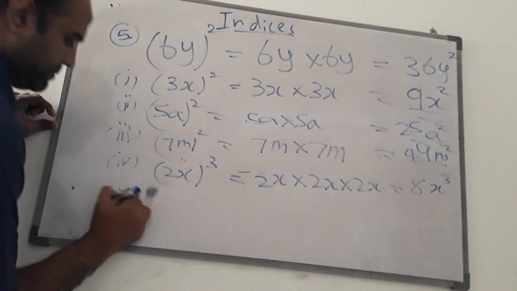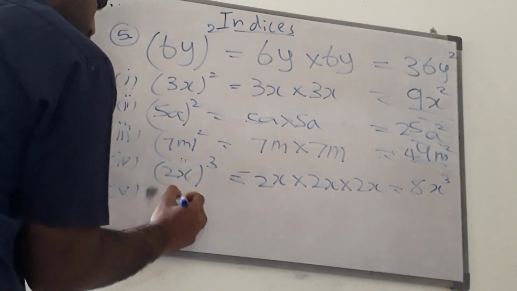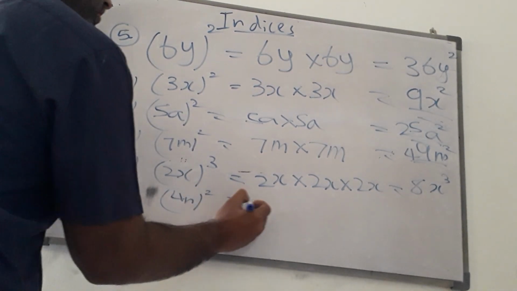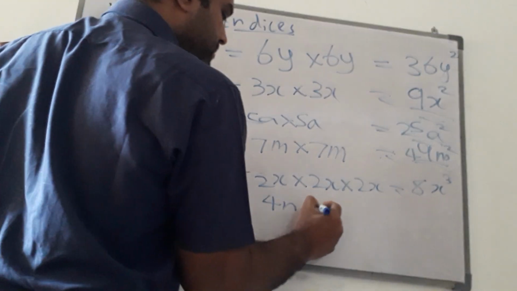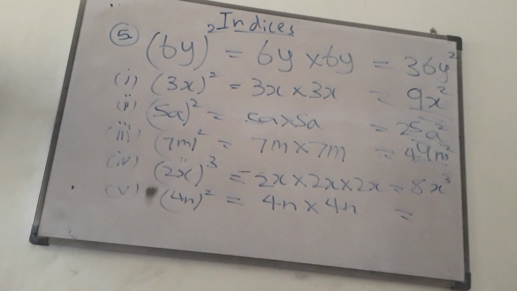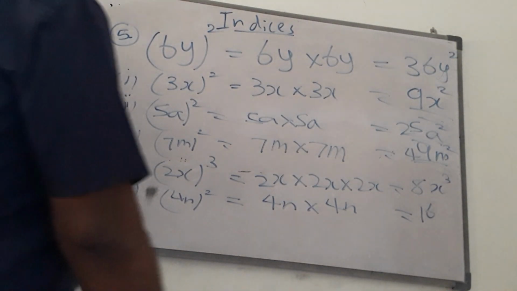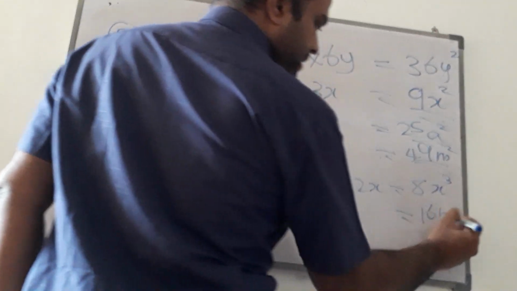Fifth question. 4n altogether squared. 4n altogether squared means 4n times 4n. Okay, 4 times 4 or 4 squared means 16. N times n means n squared or n to the power 2. So this is the answer.